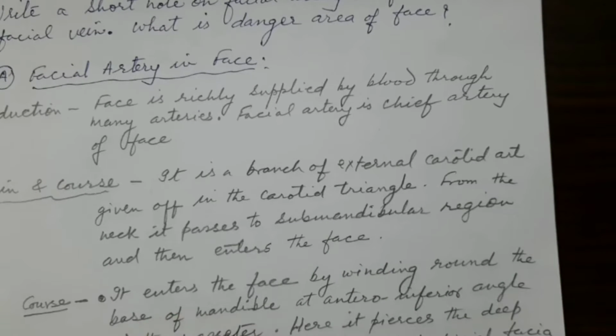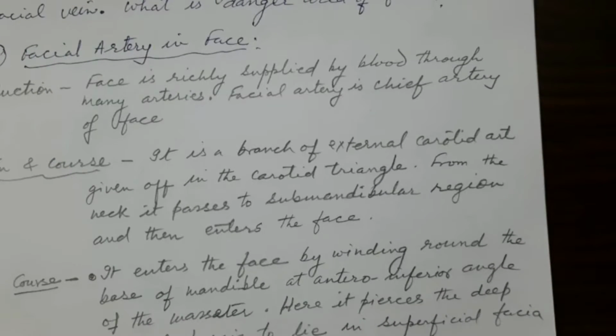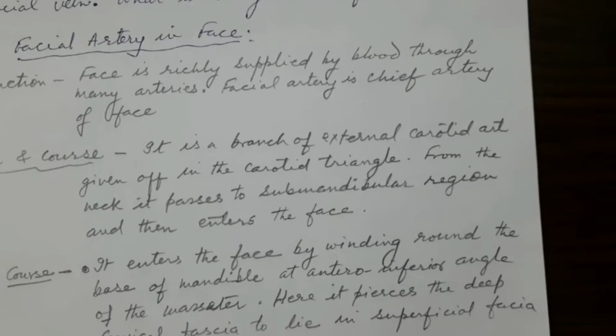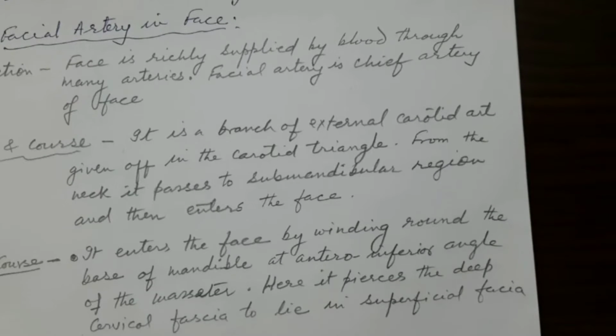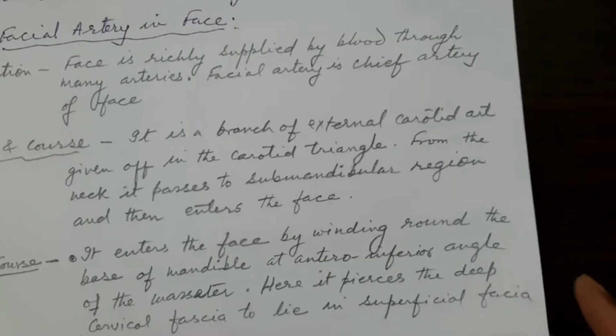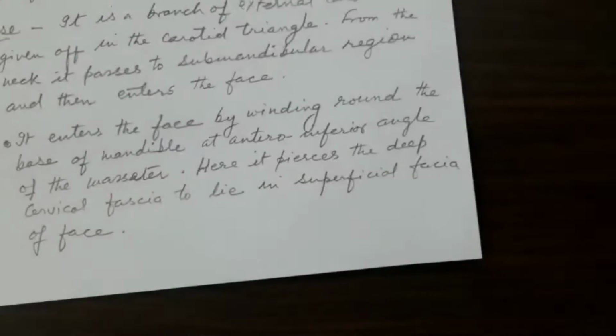Now we come to the course of this artery in the face. It enters the face by winding round the base of the mandible, the lower border of the mandible, very close to or just at the antero-inferior angle of the masseter muscle. I will just show you in the diagram, the antero-inferior angle of the masseter.